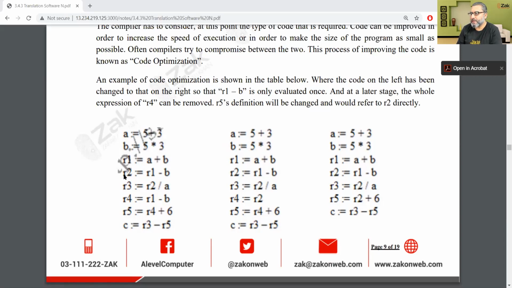So you can see that R2 is equal to R1 minus B and R4 is equal to R1 minus B. They are both doing the same stuff, both R2 and R4. Then R4 is being used in R5, R5 is equal to R4 plus 6 and C is equal to R3 minus R5. So what we have to do, we can optimize this R4 thing. So we can replace this R1 minus B with R2.